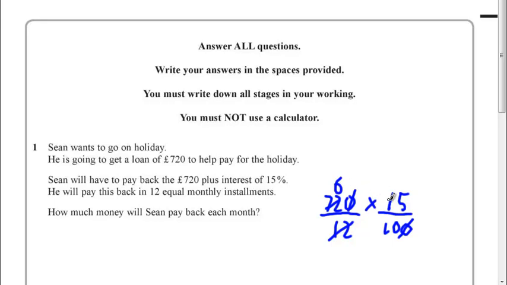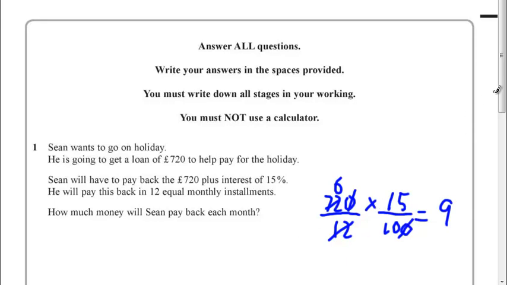And now we've got 6 times 15, and then it's divided by 10. Or you can do it this way round. 15 divided by 10 is 1.5. So the interest is going to be 1.5 times 6. Well, half of 6 is 3, so 1.5 times 6 is 9. That's our interest each month.